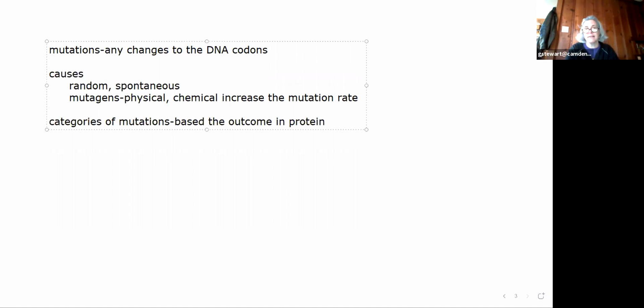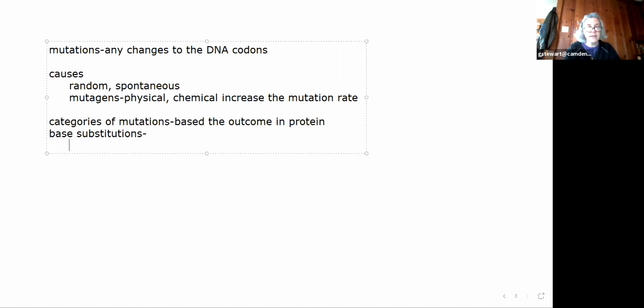And then there are categories of mutations based on the outcome in, let's say, the protein, right? So the change happens to the DNA, but that can alter the RNA, which of course can then alter the amino acid that is going to be put in the chain, which can then, of course, alter the function of the protein. And those categories, we call them base substitutions or point mutations. Well, point mutation just means one place, right? Base substitution is pretty self-explanatory. One base is substituted for another.